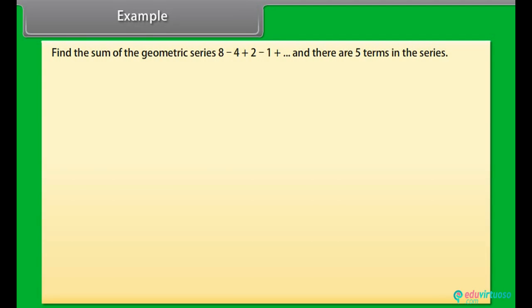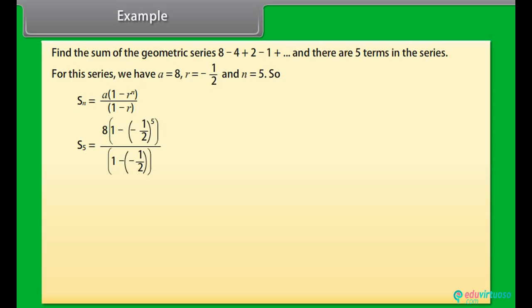Example: find the sum of the geometric series 8 minus 4 plus 2 minus 1 plus and so on, and there are 5 terms in the series. For this series, we have a equals 8, r equals minus 1 by 2, and n equals 5. So, Sn equals a into (1 minus r raised to the power n) divided by (1 minus r). By substitution and calculation of the values, we get 11 by 2.